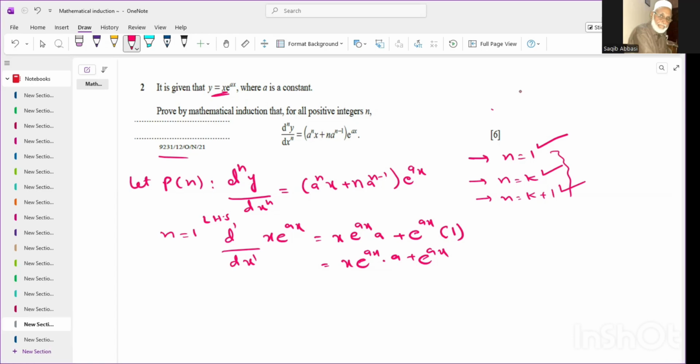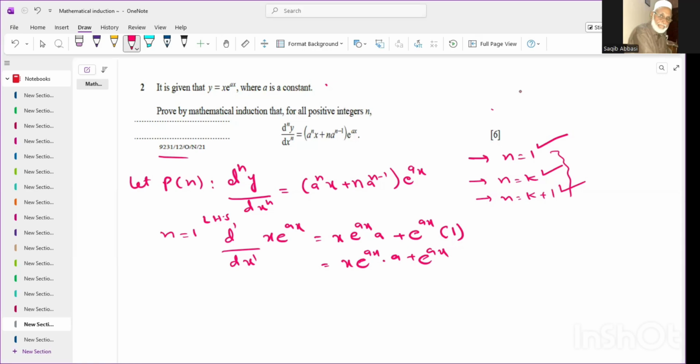Okay, here is the question: y equal to x e power ax, where a is a constant. Prove by mathematical induction that for positive integers n, d^n y over dx^n equals (a^n x plus n a^(n-1)) e power ax. This is the question from October/November 21.